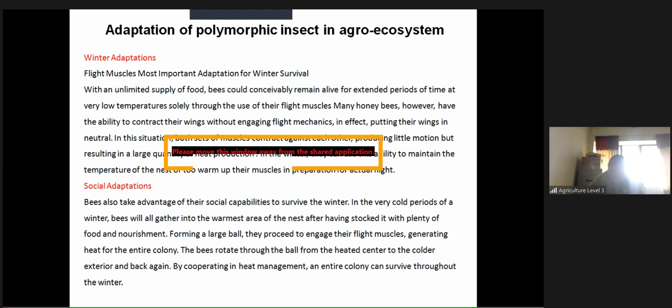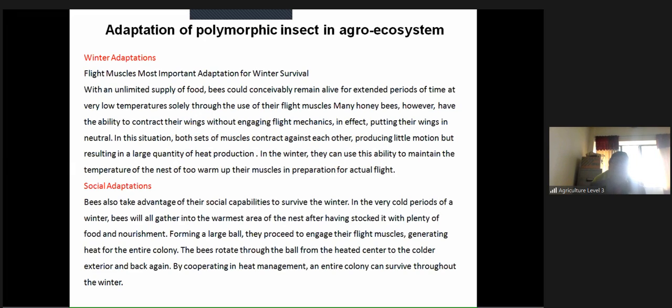They have one kind of muscle on their wing. This muscle is called the flight muscle, which helps the honeybees to move the wings. And by moving, by making friction, they produce heat. They generate heat for the entire colony.